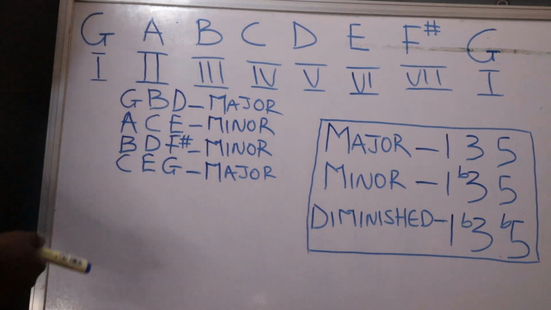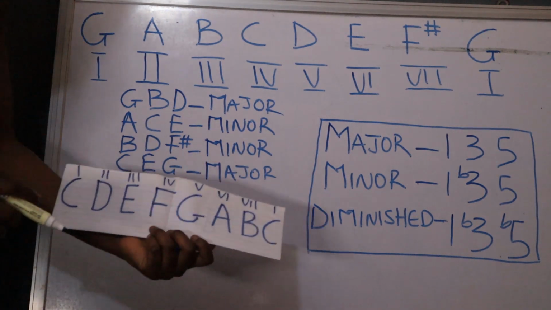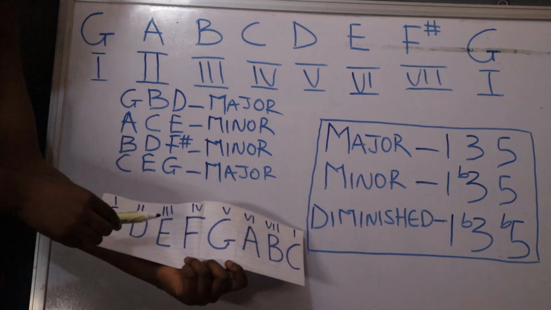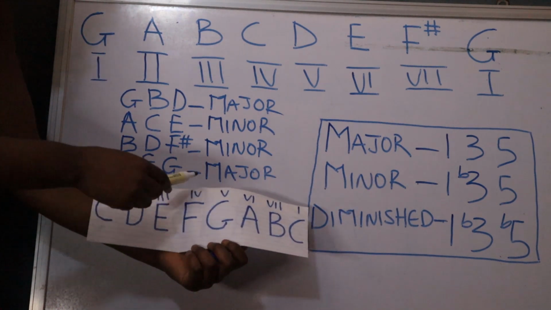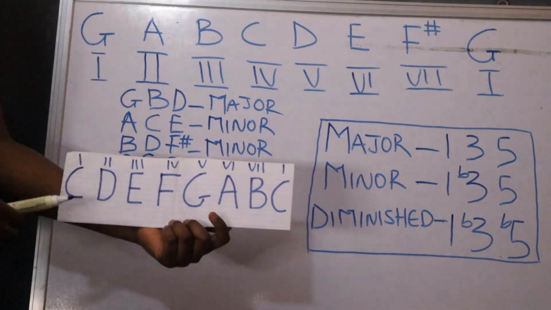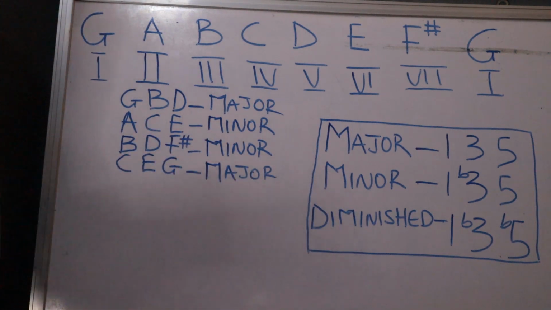Because it's natural, it doesn't have any sharp or flat, it has not been altered. The C major, we know this because looking at the C major scale, 1 is C, 3 is E, and 5 is G. So we have 1, 3, 5, no flats or sharps or anything. That's why it's a major.